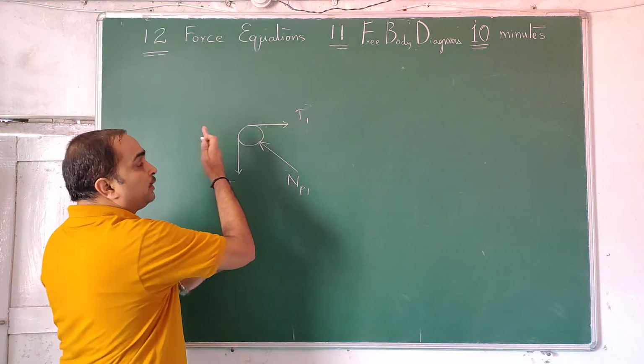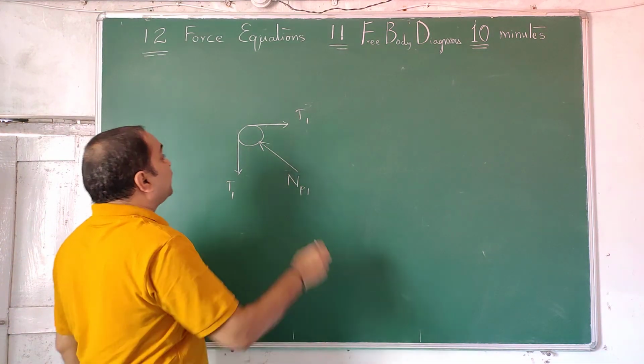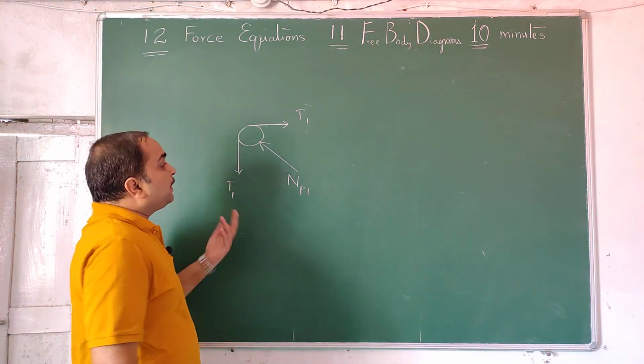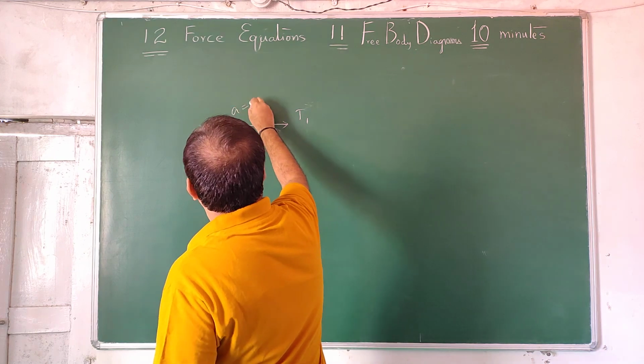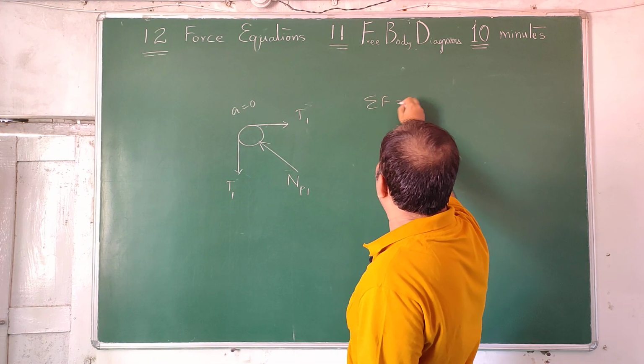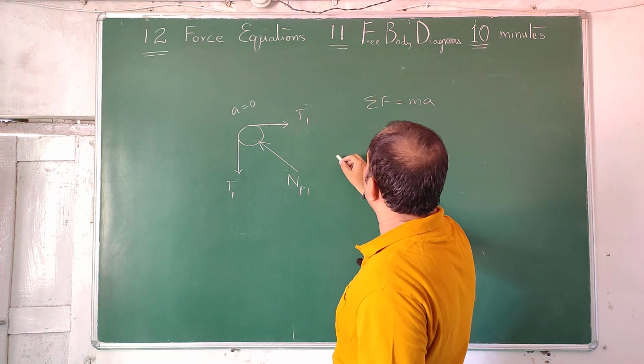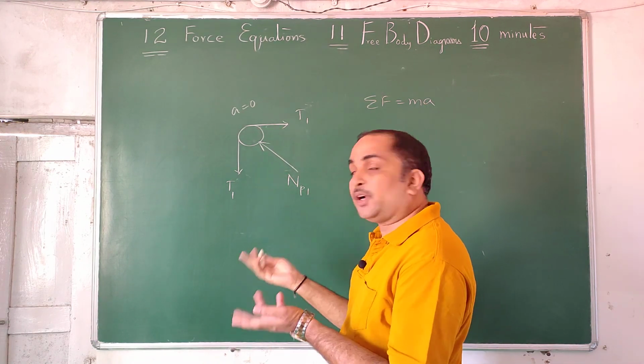There was one pulley on the left hand side, at the beginning of the video, you see it. So there is one tension like this, one tension like this, and this is NP1. So here acceleration is 0. We will write sigma F is equal to ma for this. Net force should be 0. Mass times acceleration is 0. So let this pulley have mass or not have mass.